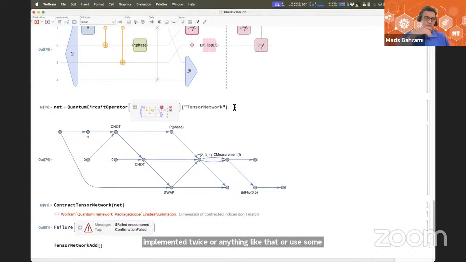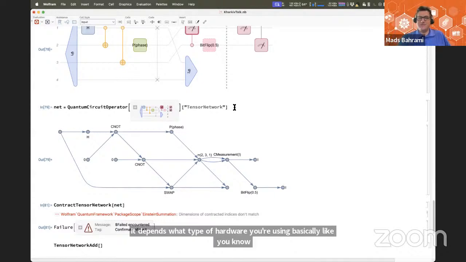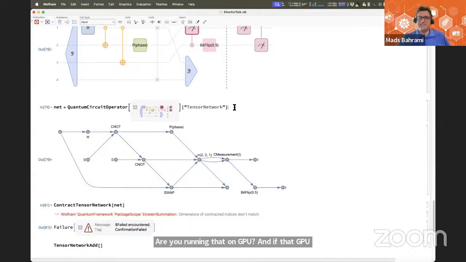The other reason is that many of those optimizations for tensor network contraction are hardware dependent. Basically, what is the optimized path of doing tensor contraction? It depends on what type of hardware you're using. Are you running on a GPU? And if that GPU is NVIDIA, AMD, or Intel, depending on that, you may end up with a different optimized path for your tensor contraction.